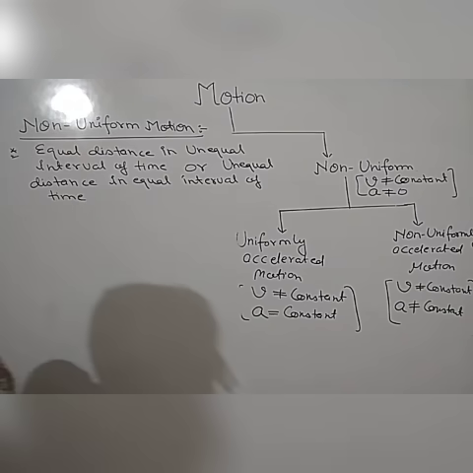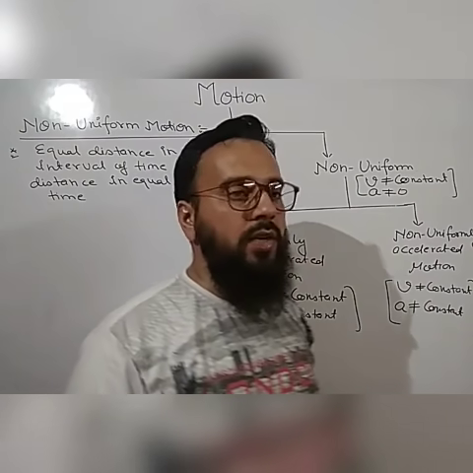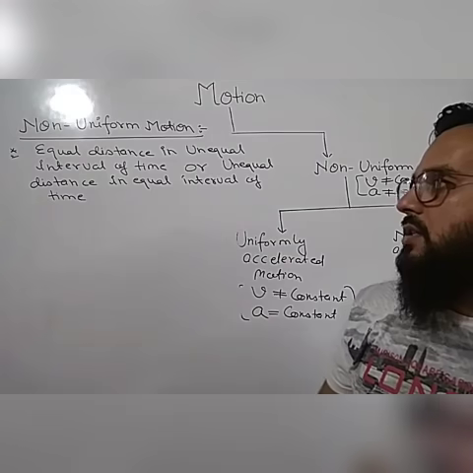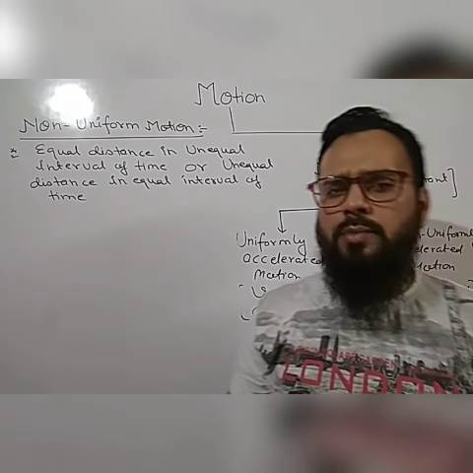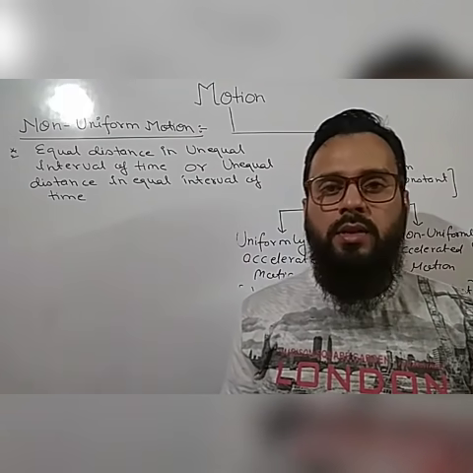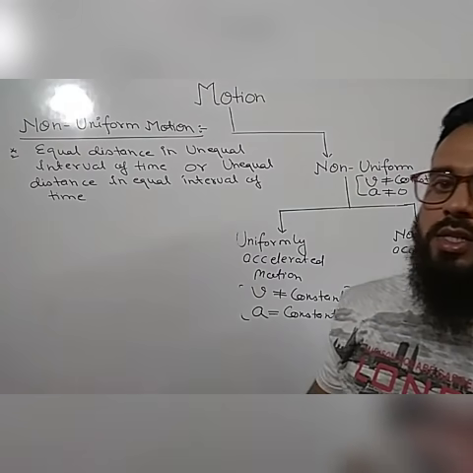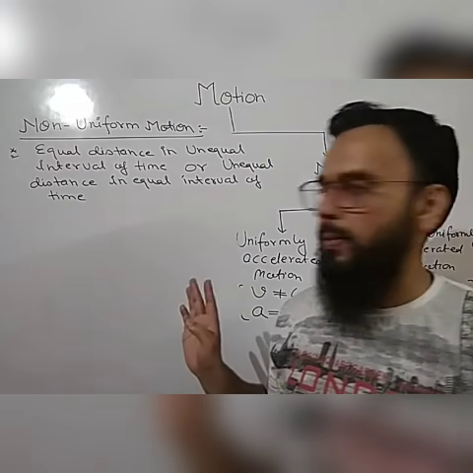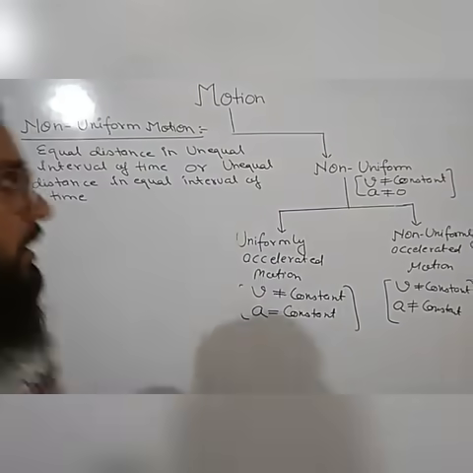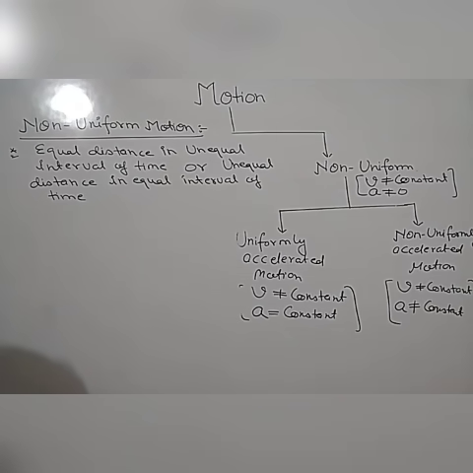Okay, so whenever a body covers equal distance in unequal interval of time or unequal distance in equal interval of time, or both may be unequal, unequal distance in unequal interval of time also, then such a motion is said to be non-uniform motion. Okay, now just take an example.